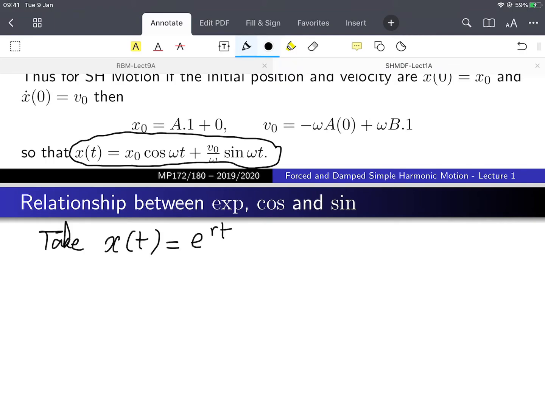If I look at a function, I can ask myself, what kind of differential equation does this function satisfy? Let's look at this: exponential of rt, function of t. If I do the first derivative, I get r e^(rt), that's the chain rule. If I differentiate again, r is going to come down again, so I get r squared e^(rt). And then I can combine this to find the second order differential equation that x satisfies.